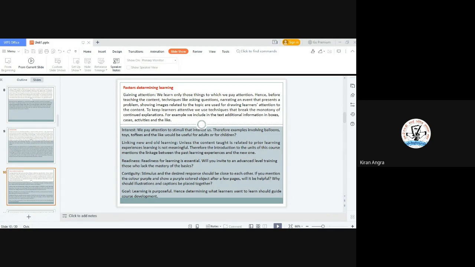Another thing is that there should be clarity of the content. Clarity of content facilitates information processing and hence making meaning of it. So if the content is well organized and the learner can easily navigate through it, and does not have to struggle with it, it enhances the learning.